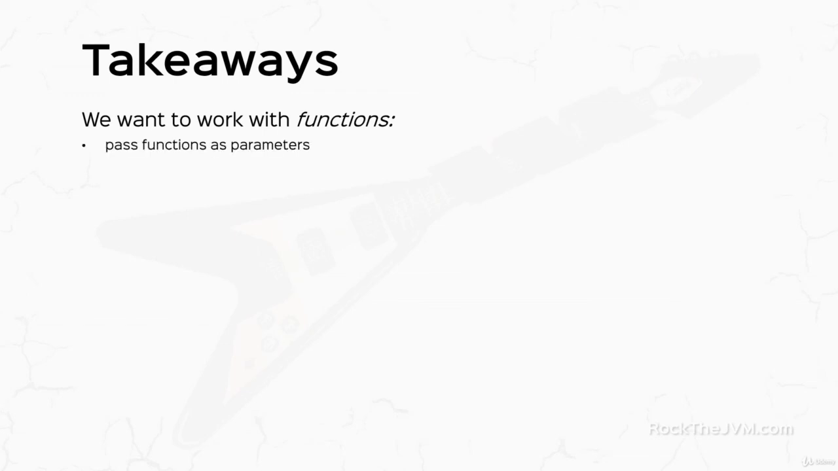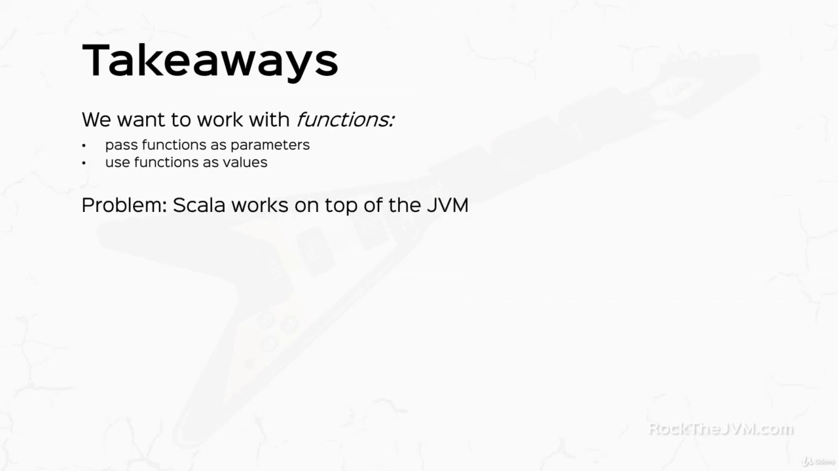Alright, so let's recap. Our main motivation when starting the functional programming section was that we wanted to use functions as first-class programming elements. That is, we want to be able to pass functions as parameters or return functions as results. So we basically want to be able to work with functions like we are able to work with any other kind of value. But the problem is that Scala works on top of the Java virtual machine, which was never designed for functional programming in the first place.